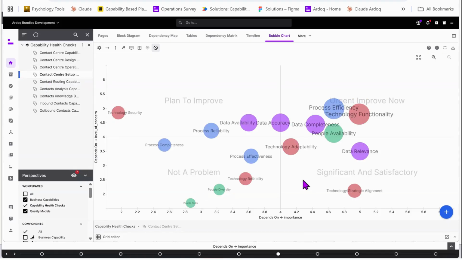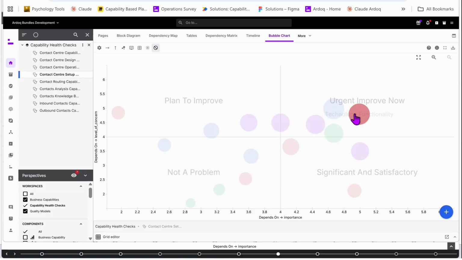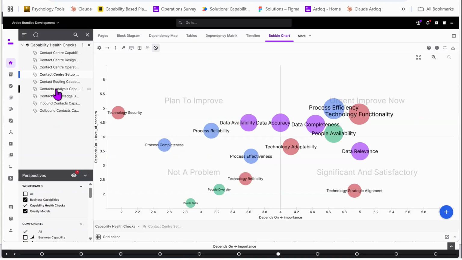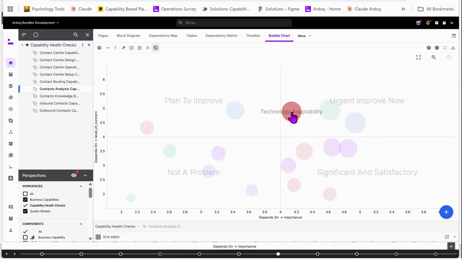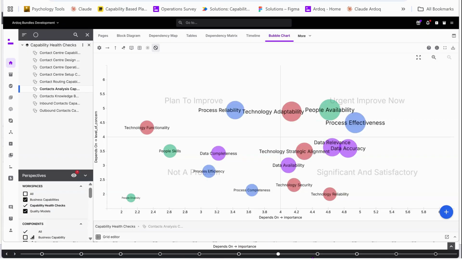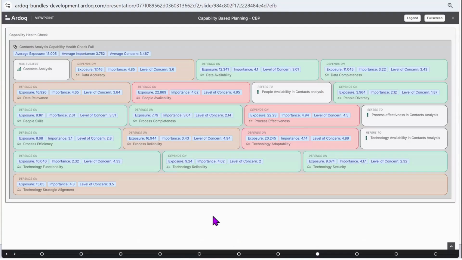And here we have the full assessments for the lower level capabilities, in this case, contact center setup. We can see these are our concern. Now, in this case, we're going to have a look at contact analysis, and we can see technology adaptability, people availability, and process effectiveness are our biggest level of concern. And here's a dependency map showing the same thing.